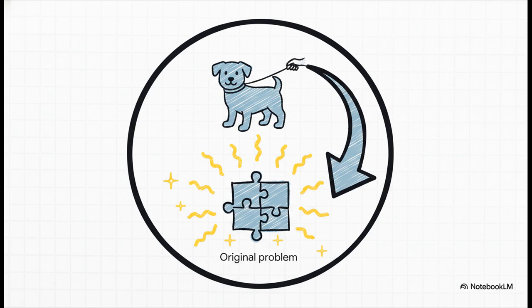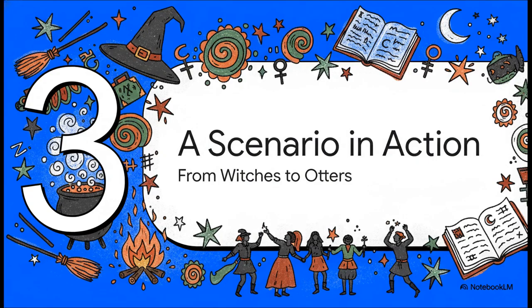You take that final analogy, the dog on the leash, and you use it to look at your original problem with completely fresh eyes. How is our project like that dog? And just like that, the new imagery breaks all the old patterns and sparks brand new insights. I know this all might sound a little abstract, a little out there. So let's walk through a real-world scenario to make it concrete.